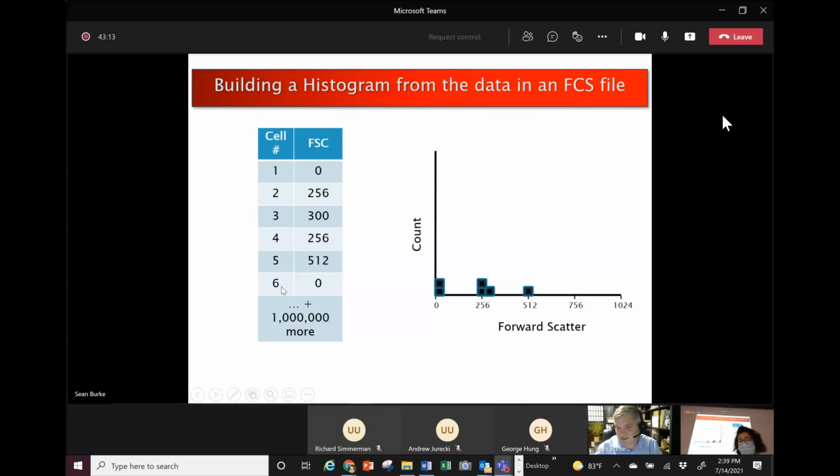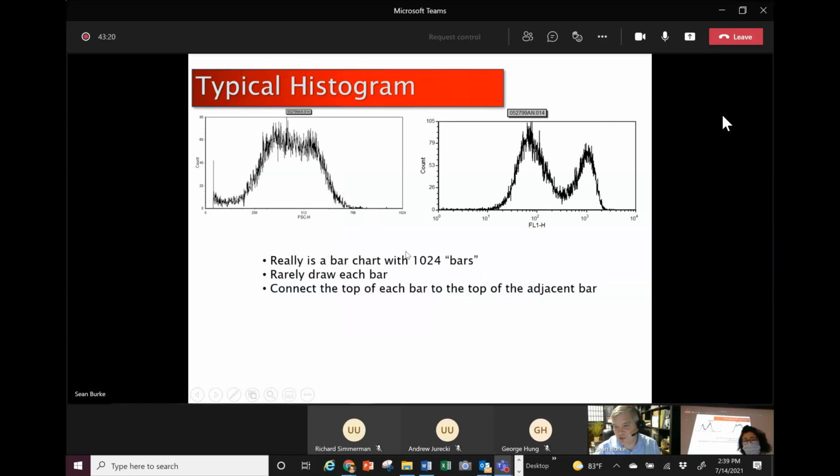But we don't just do it with 6 cells, we do it with 6,000. Or 6 million. So really these histograms are a bar chart with a bunch of bars. And when we look at data that ranges on a particular scale of, say, 0 to 1024, that means there's 1024 bars that we can add data to. And when we look at flow data, we rarely draw every single bar. If we drew every single bar for 10,000 events in this little histogram here, the whole thing would look black and really jumpy all over the place.